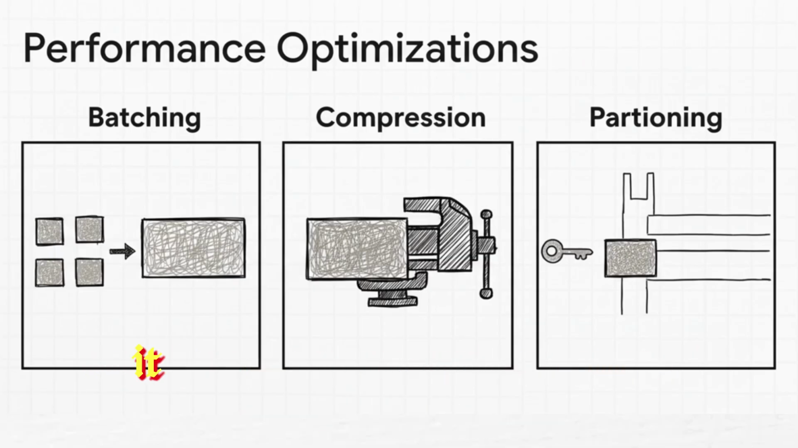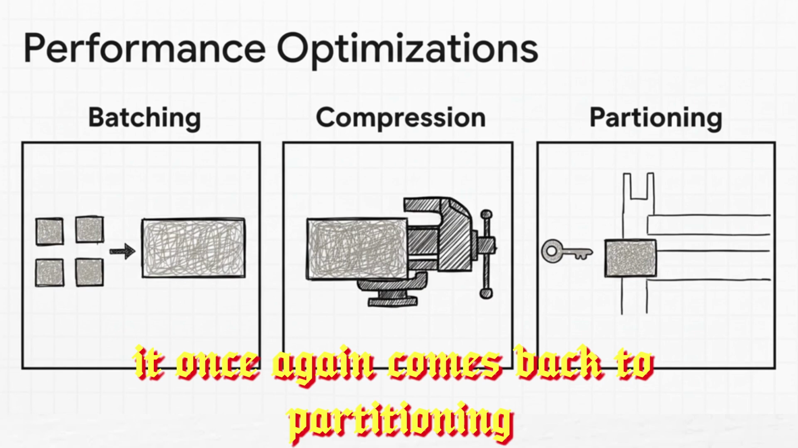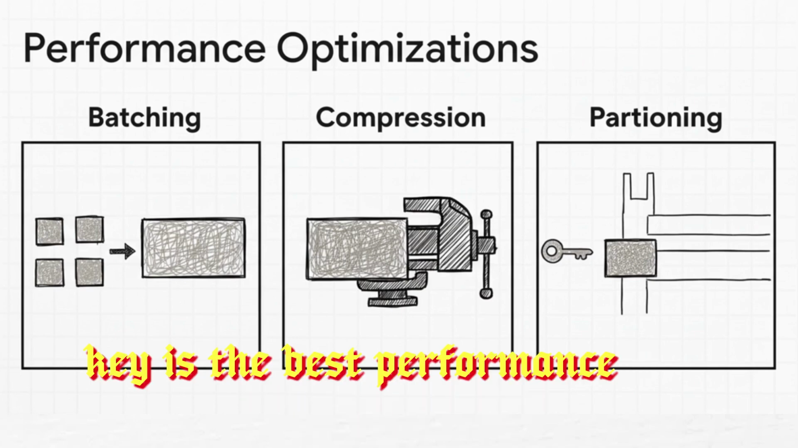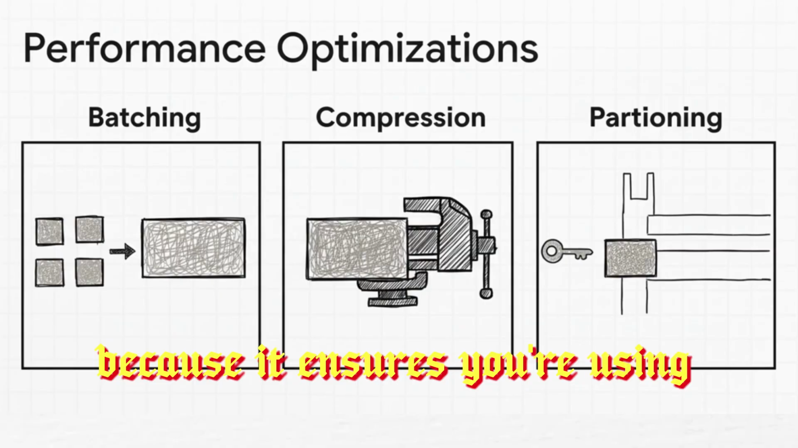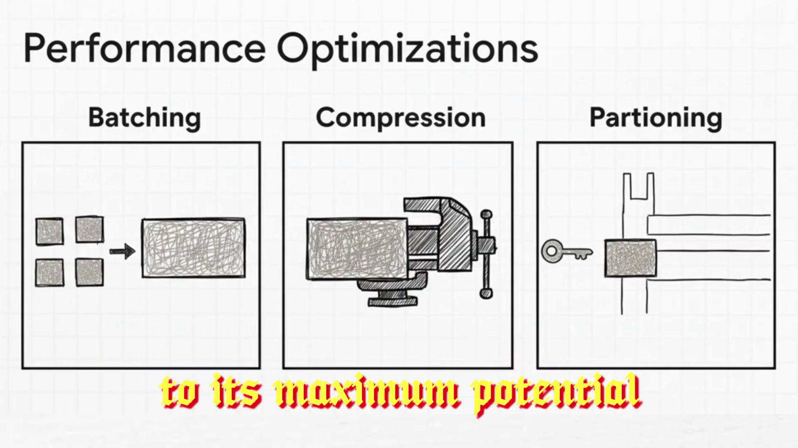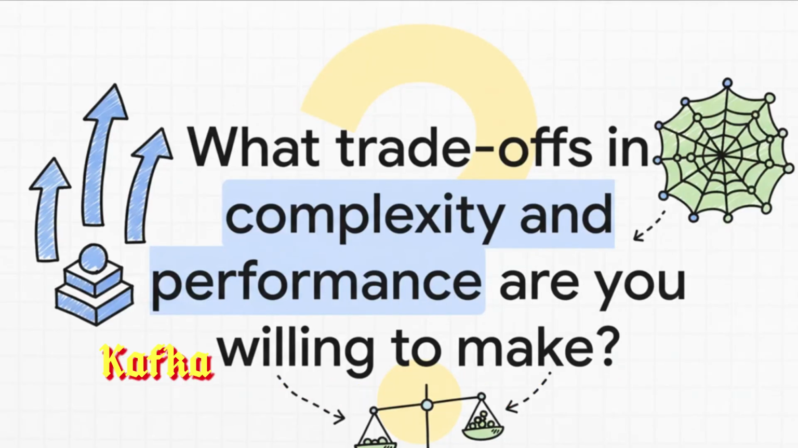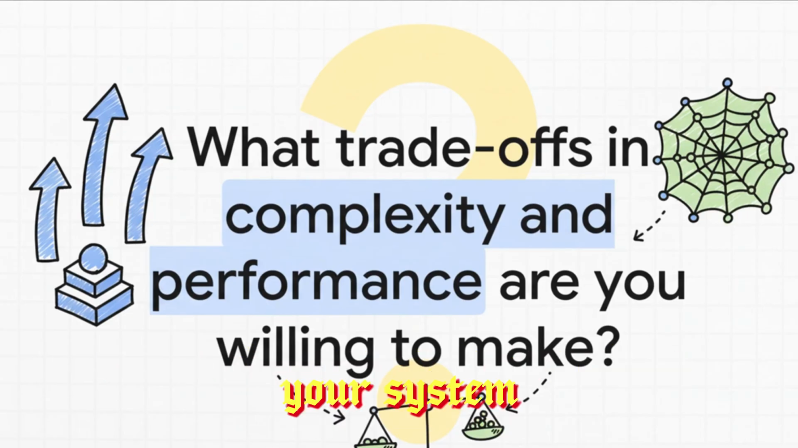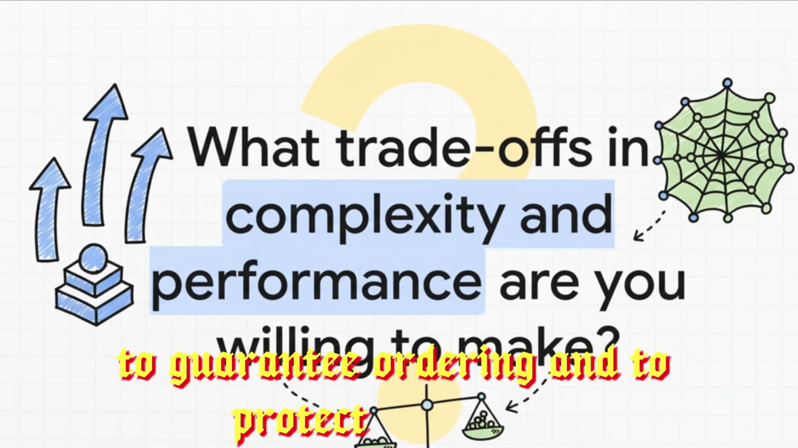And to bring it all home, it once again comes back to partitioning. A great partition key is the best performance tool you have because it ensures you're using your whole cluster to its maximum potential. So at the end of the day, Kafka gives you this incredible power to scale your system, to guarantee ordering, and to protect your data.